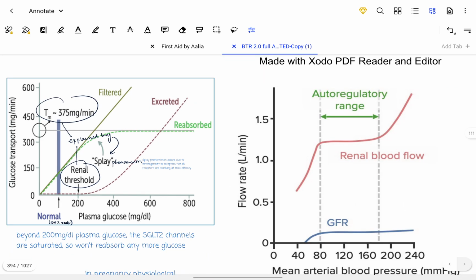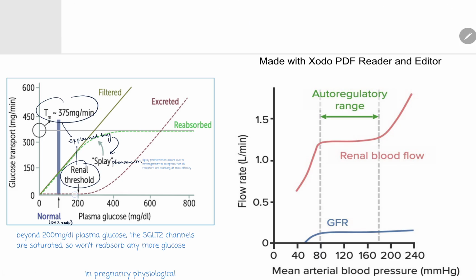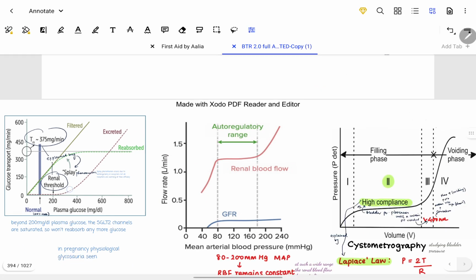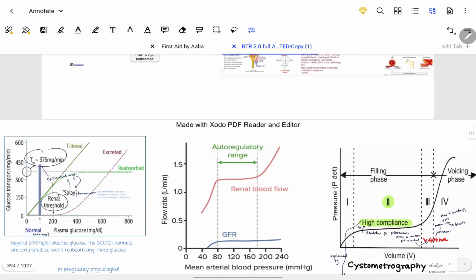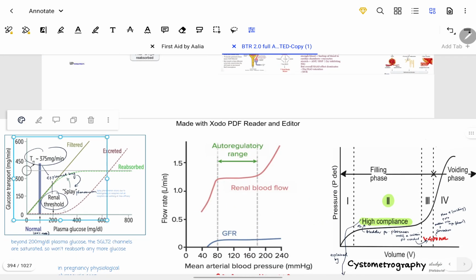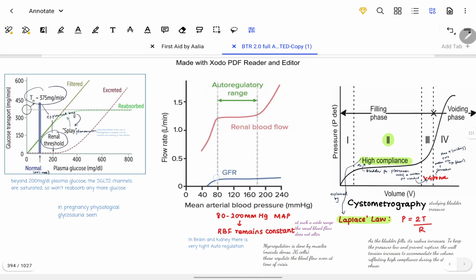So this is the splay phenomenon. As you see, after 200 it starts getting excreted. It's always filtered, but after 200 the renal threshold comes and you see excretion in the urine. Otherwise you won't see it.